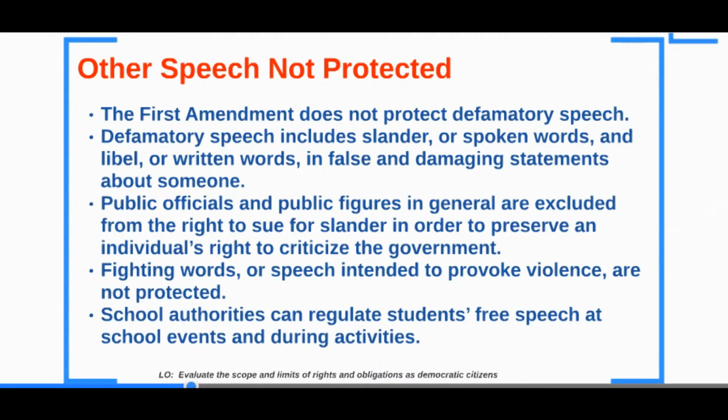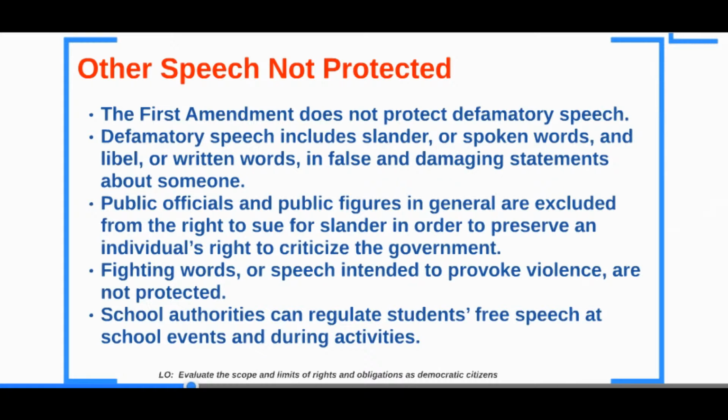Other speech that is not protected. The First Amendment does not protect defamatory speech. Defamatory speech includes slander, or spoken words, and libel, or written words, and false and damaging statements about someone. So, in other words, if you spread a rumor against somebody that you know to be false, you cannot claim free speech to protect your right to damage their reputation in that way. They could file a suit against you for damages that are caused.